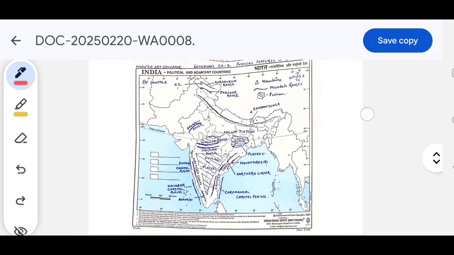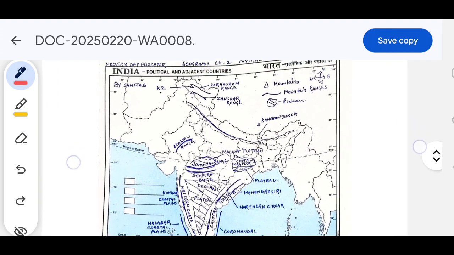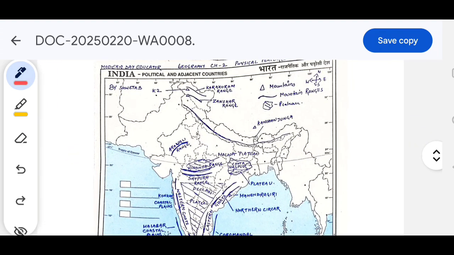Next map we have physical features of India. So here I have marked the mountains, the mountain ranges. You should understand the difference. This is the physical features of India chapter, and you should understand the difference between mountains and mountain ranges. If we talk about a mountain, it will be one peak or one mountain. But when we talk about mountain ranges, it would be a chain of mountains.